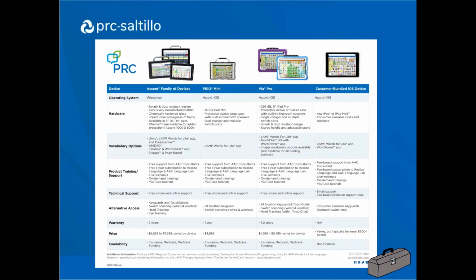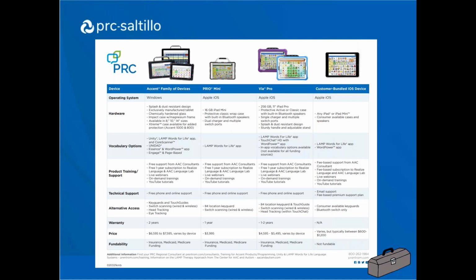We can start to compare here the screen size offerings between the 2 iOS options, so the Prio Mini and the Via Pro. So we're looking at the difference in the size here. And we can also see that there are some differences between what is available for vocabulary on the iOS devices in comparison to the Accent family of devices.